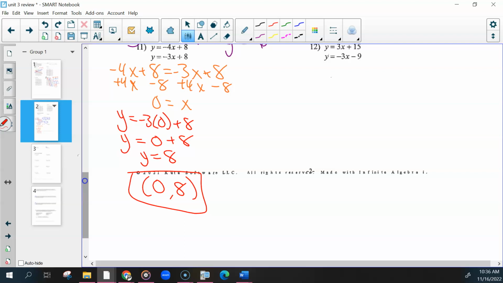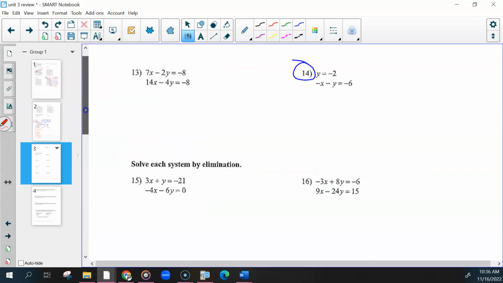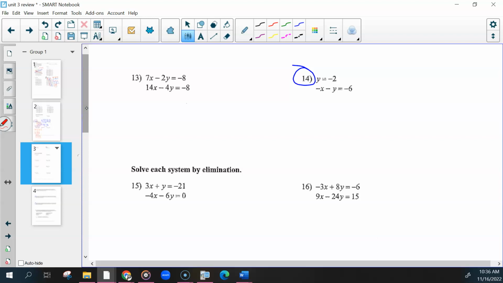Questions on that one? Once you have written that down, turn to the next page. We're going to do 14. It is still a substitution one. This one is nice because it gives you what y is already, so really we just have to find x. We're going to put -2 in for y. And then solve.